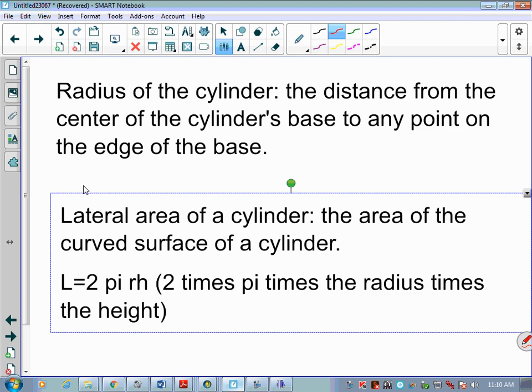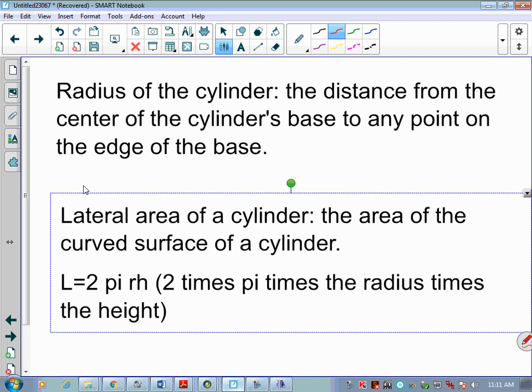Okay, the radius of the cylinder is the distance from the center of the cylinder's base to any point on the edge of the base, which makes sense because it's a circular base. We all know what a radius is. So lateral area, this is the first formula we really want to write down. Lateral area is like taking the label off that soup can. It's going to be a rectangular shape. We're going to find it by taking the circumference of that circle times the height.